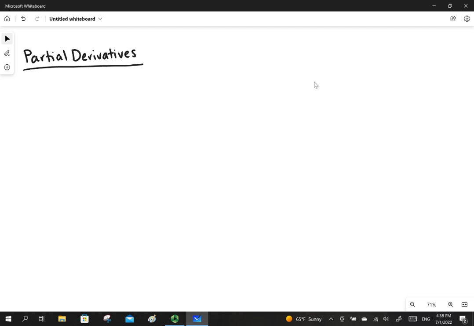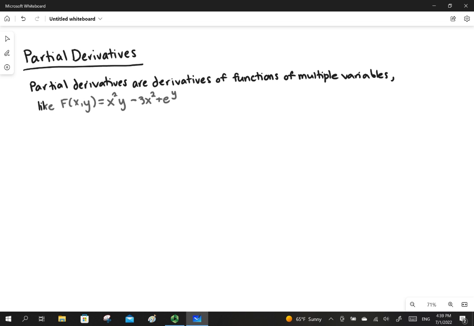In section 2.5 of this course, Solving Exact Equations, we are going to need to use partial derivatives. Partial derivatives are derivatives of functions of multiple variables, such as f of x,y equals x squared y minus 3x squared plus e to the y. When we take a derivative of a function of two or more variables, we have to be specific about which variable we are taking the derivative with respect to. In this class, we will only need to be able to find first partial derivatives.